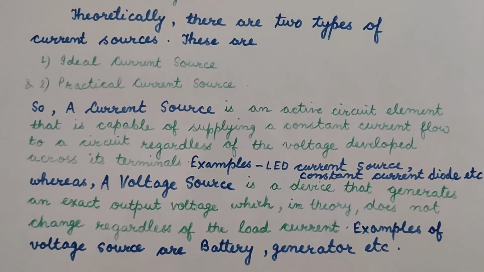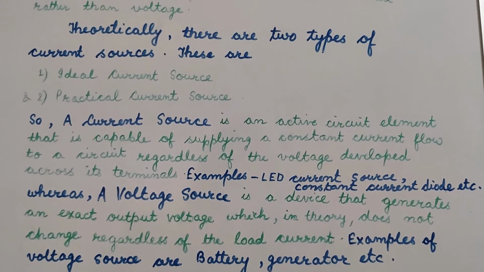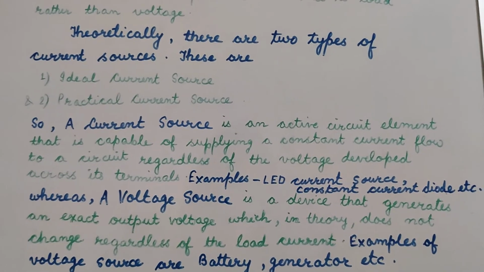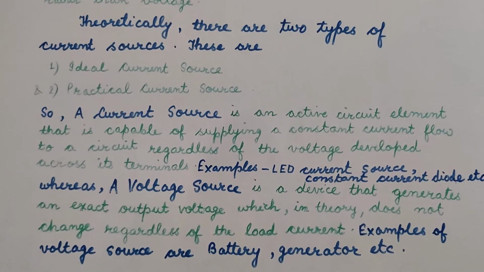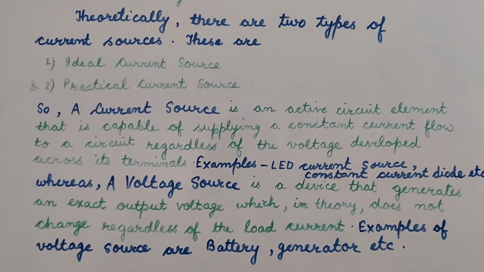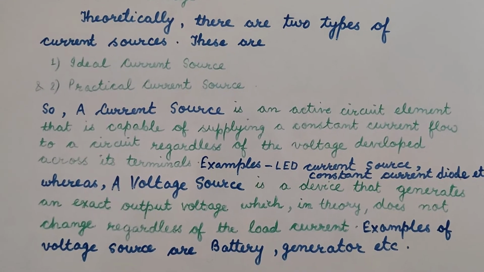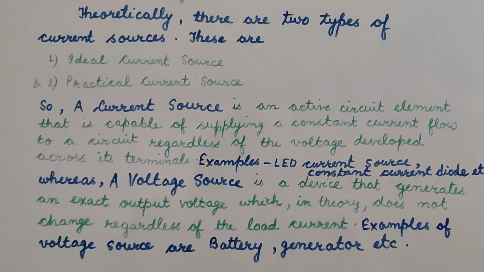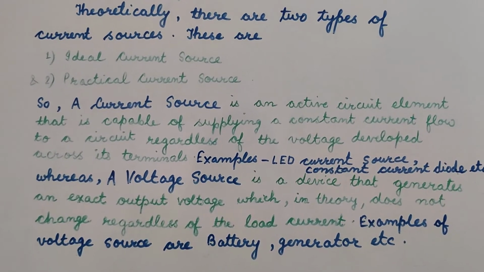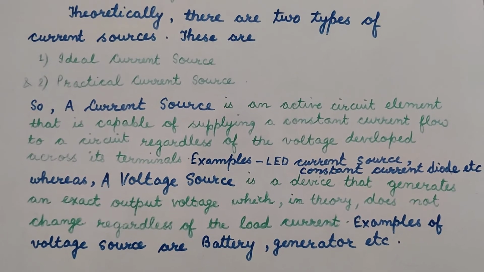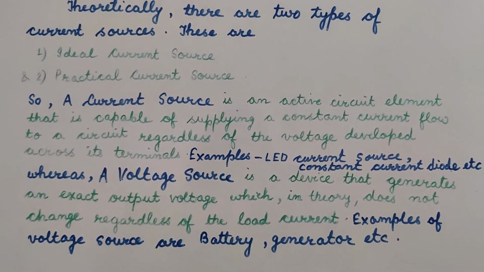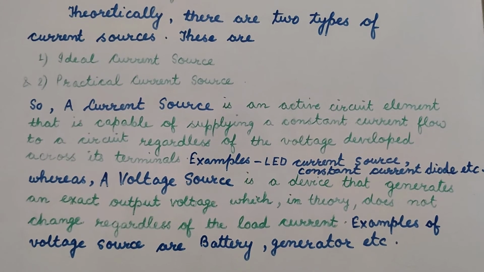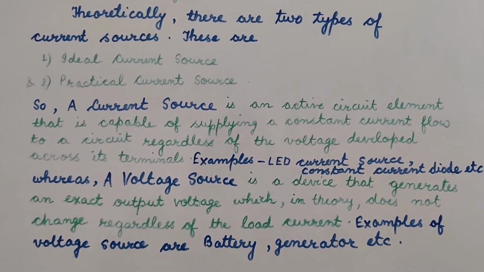So we can say that a current source is an active circuit element which is capable of supplying a constant current flow in a circuit irrespective of the value of the voltage developed across its terminals. That is, a current source is a source which will provide constant current to any circuit. And examples of current source are LED current source, constant current diode, etc.